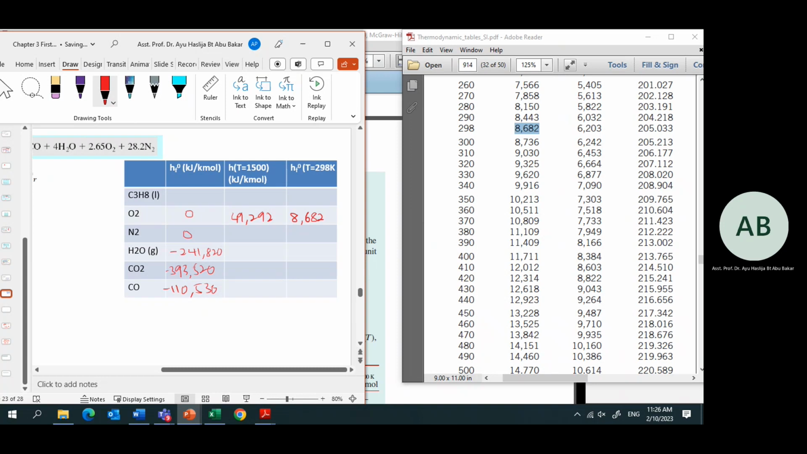I want you to find out the rest. Try to check which table for N2, H2O, CO2, and CO. Find out the figures for the rest of the gases at T1500 and T298.